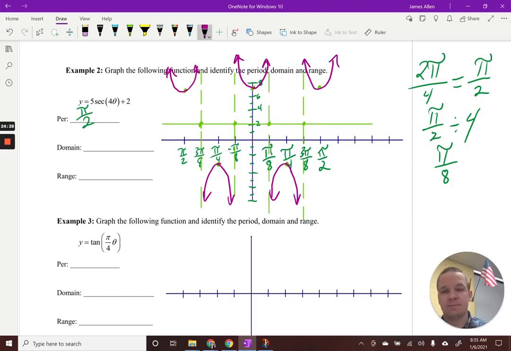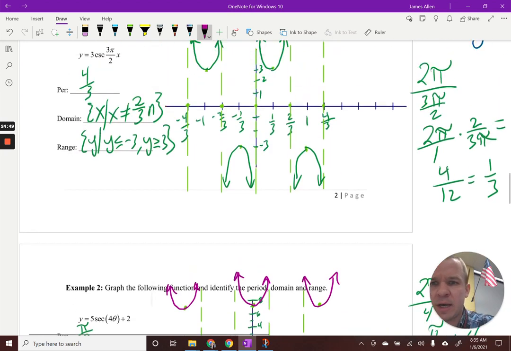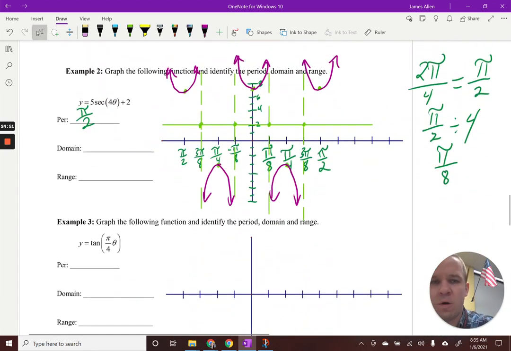And now let's talk about our domain. Well, our asymptotes, that's what we got to look at, right? Because those are my excluded x values, or my theta values in this case. All right, we got to be careful with that. We're using theta this time. I hope I didn't mess up the last one. We were using x. Okay, cool. Woo, got worried.